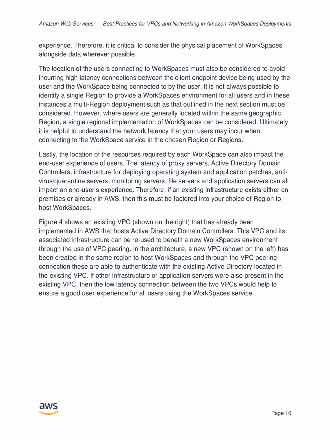Figure 4 shows an existing VPC, shown on the right, that has already been implemented in AWS that hosts Active Directory domain controllers. This VPC and its associated infrastructure can be reused to benefit a new workspaces environment through the use of VPC peering. In the architecture, a new VPC, shown on the left, has been created in the same region to host workspaces, and through the VPC peering connection these are able to authenticate with the existing Active Directory located in the existing VPC. If other infrastructure or application servers were also present in the existing VPC, then the low latency connection between the two VPCs would help to ensure a good user experience for all users using the WorkSpaces service.